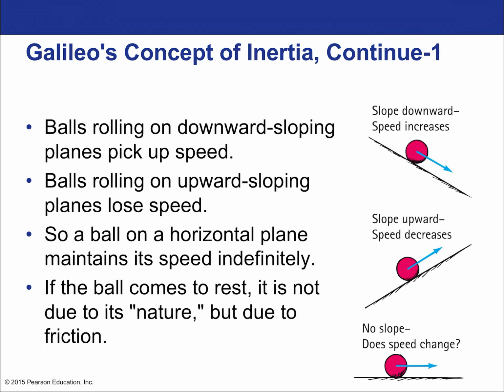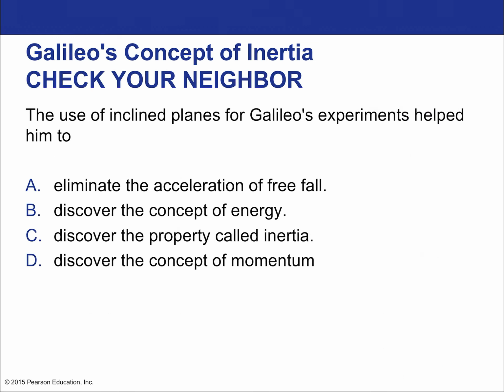It requires a force to cause something with inertia to change its motion. And everything that has mass has inertia, okay? If a ball comes to rest, it is not due to its nature, but due to friction. An external force, a force acting on that object that has mass, thus has inertia. Okay, this ball has inertia.